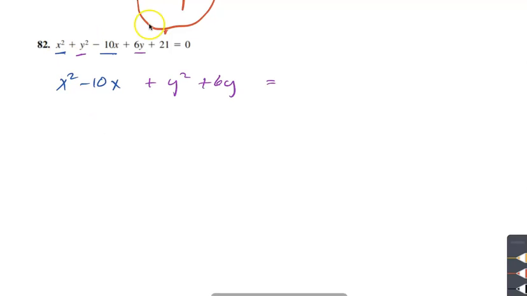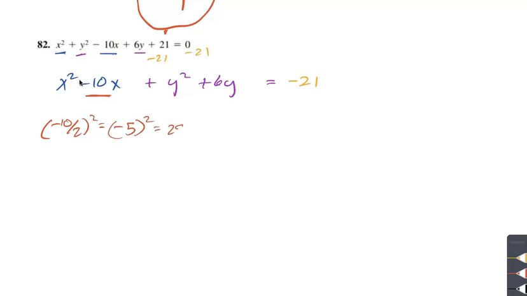And then we want to move any constant, any number by itself, to the other side. Minus 21, minus 21. So I get something like that. And next we complete the square. So all we're going to do here is get the middle term, -10, divided by 2 and square it, which is -5 squared, is 25.